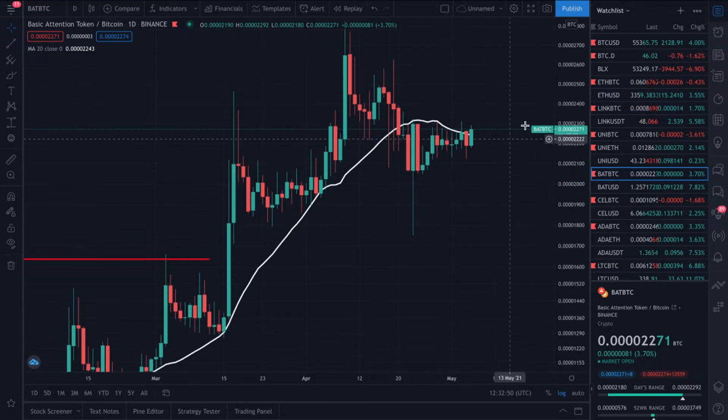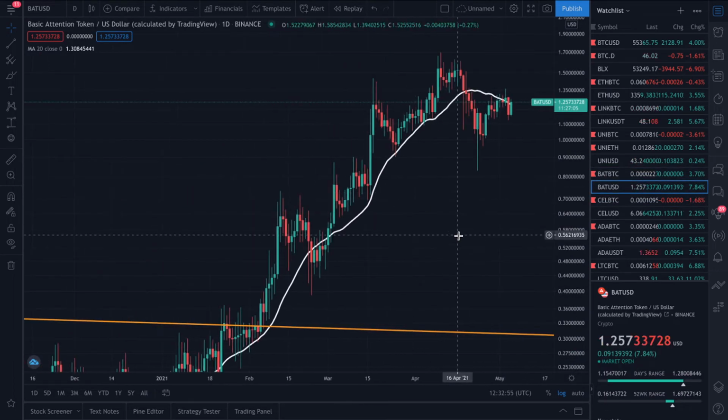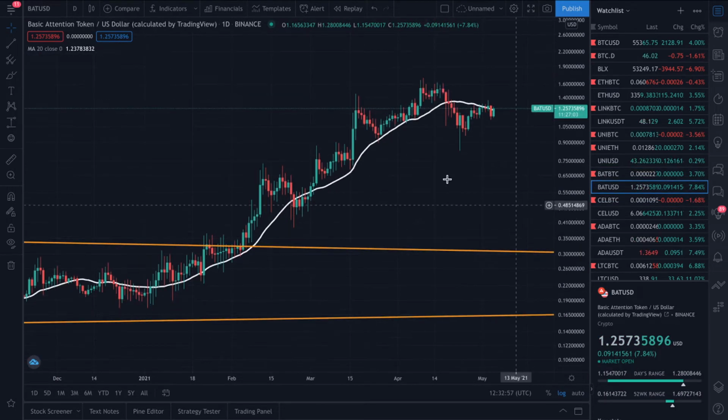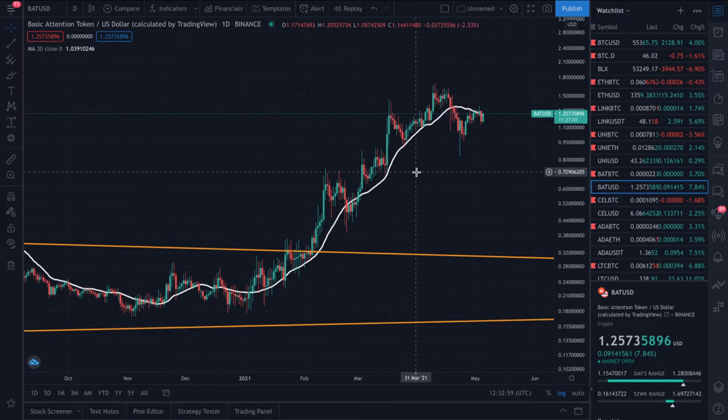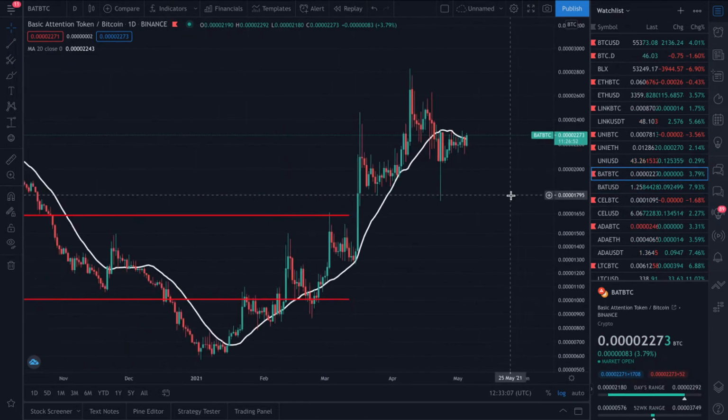Okay, not necessarily above the US dollar, because more or less the basic attention token against the US dollar has also been above the 20-day moving average and using it as support on the way up. But I think the key factor here is Bitcoin.